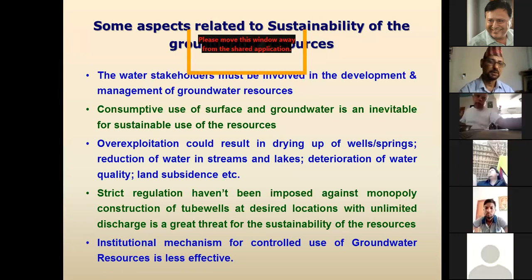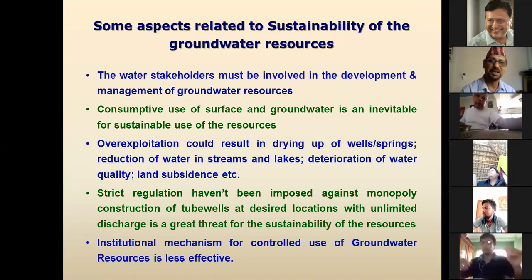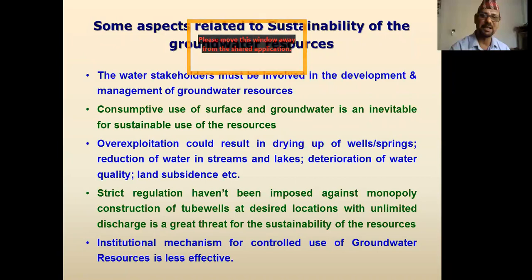So the groundwater resource is important. It should be utilized, but with due attention and careful management. For this, strict regulation should be imposed, which is not the case at present. And this regulation is more important while exploiting the mountain aquifer, because the mountain aquifer is more delicate in comparison to the aquifer in the Tarai region. So the institutional mechanism for controlled use of groundwater resources is less effective at present, and it should be made more effective in the future.